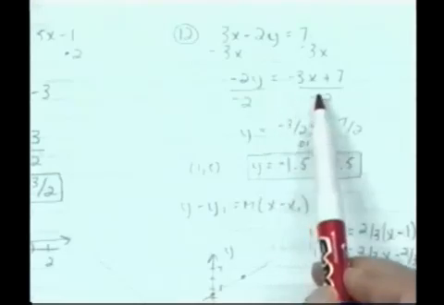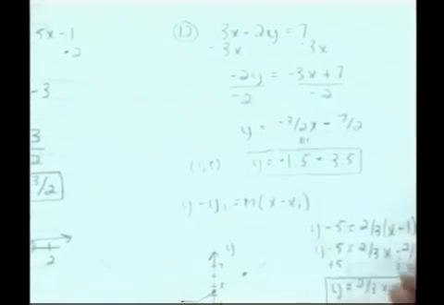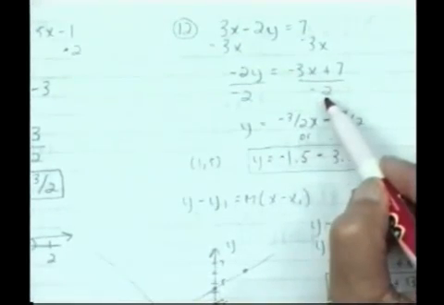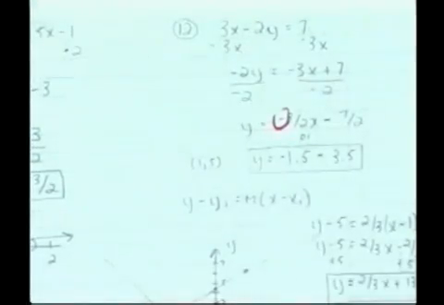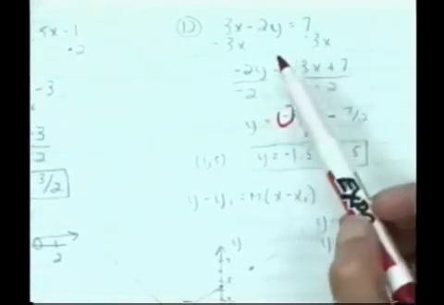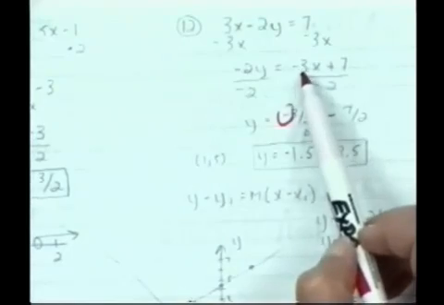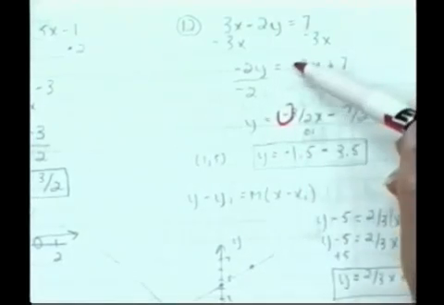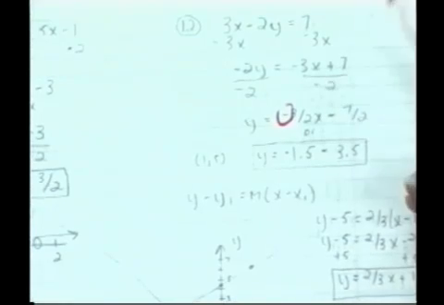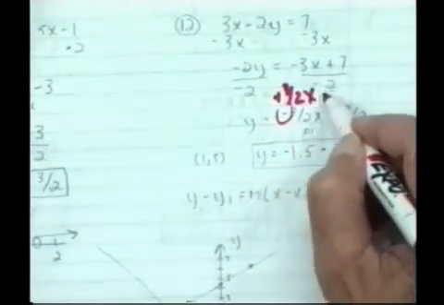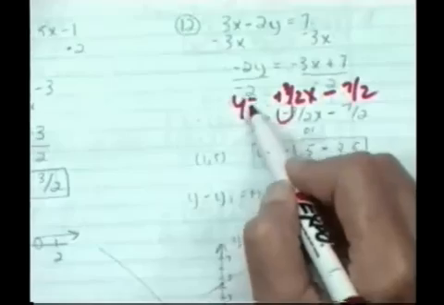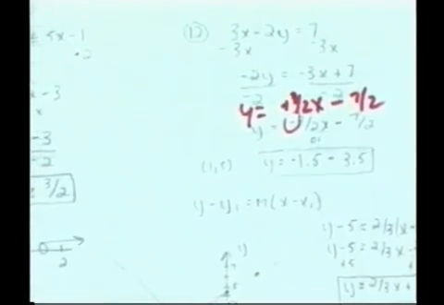So let me just double check that. Negative 3 over negative 2 should be positive, right? Yep. Shouldn't that be a positive 3/2? When you subtract 3x and then you divide by negative 2, negative 3 over negative 2 should be positive 3/2. So it should be plus 3/2 x minus 7/2. Okay, so the slope of this line is positive 3/2. Whoops. What happened here?